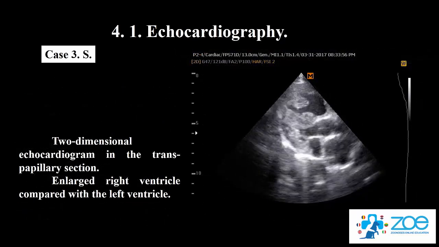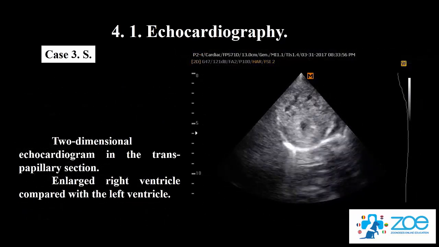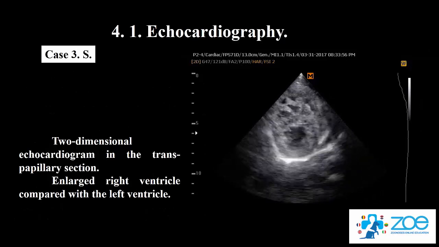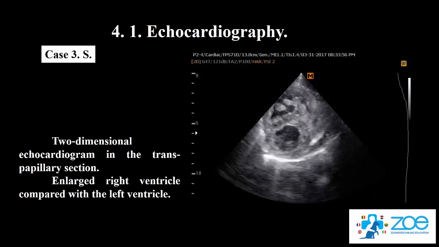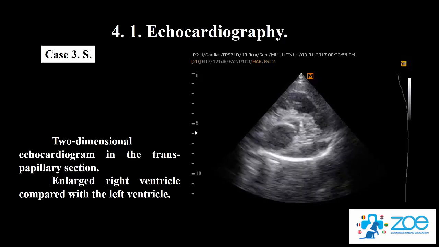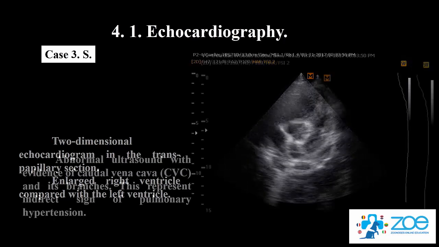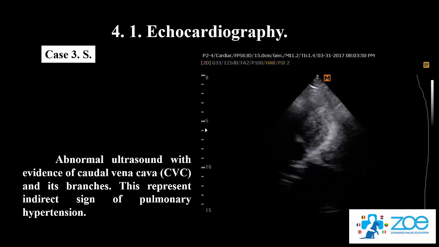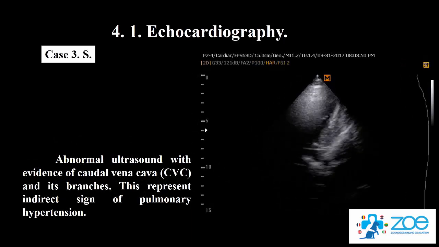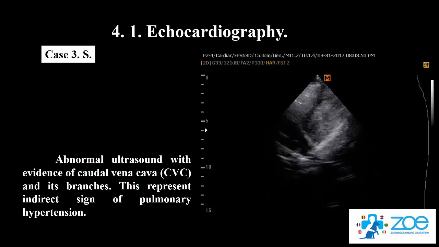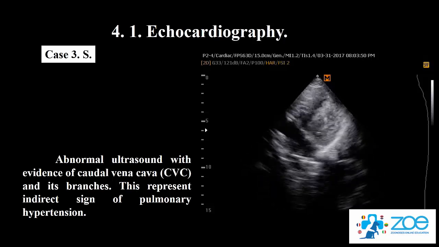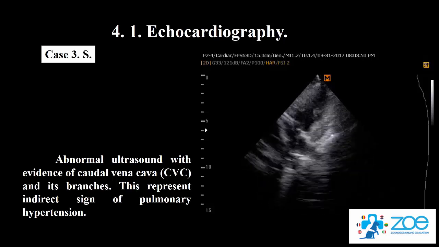Two-dimensional echocardiogram in the transpapillary section. Enlarged right ventricle compared with the left ventricle. Abnormal ultrasound with evidence of dilated caudal vena cava and its branches. This represents an indirect sign of pulmonary hypertension.